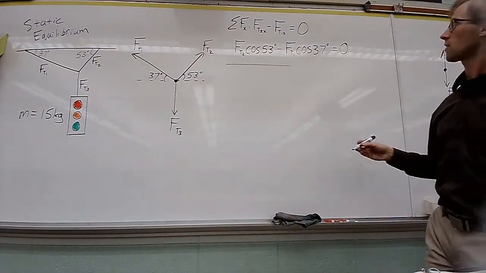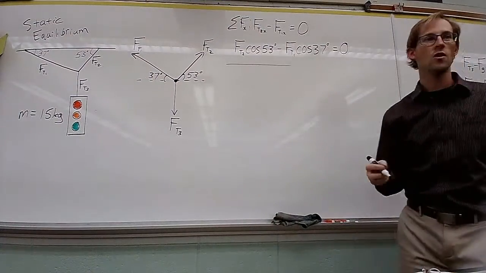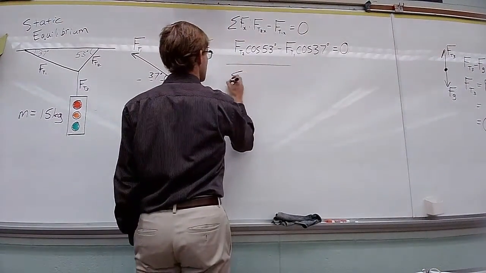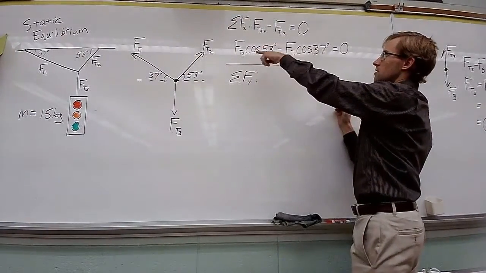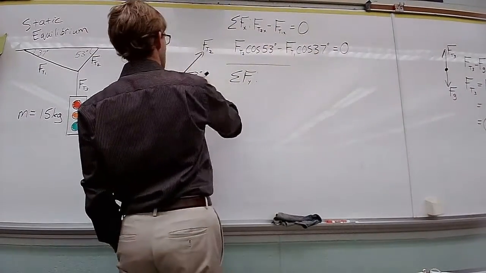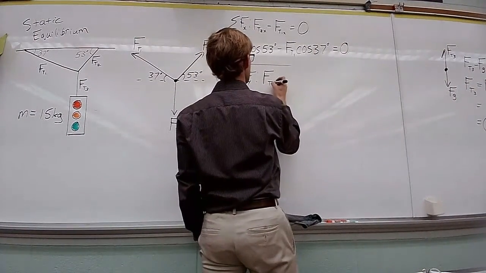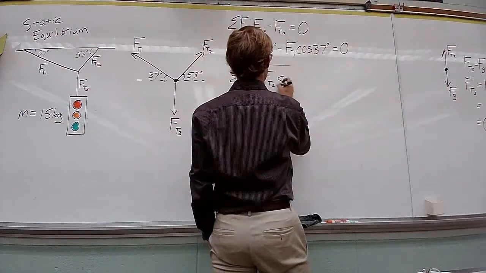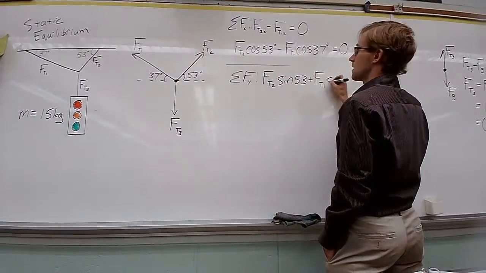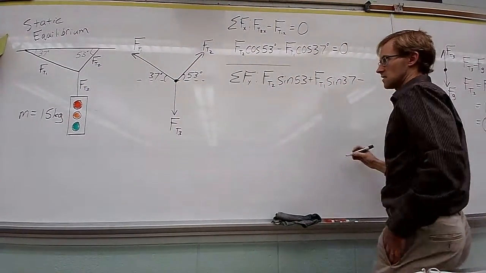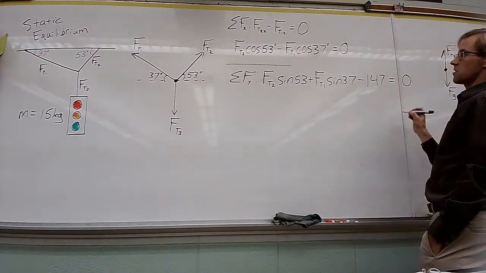Okay. So now we got to look at what's going on in the y direction, because we can't go any further with this. We got one equation with two unknowns. So let's see what's going on when we look up and down here. In the y direction, it's the same story, but sine, because the opposite side is the vertical. So it's going to be FT2 sine 53, plus FT1 sine 37 minus FT3, which is going down. We said that's 147. And after all that, you're going to be equal to 0.